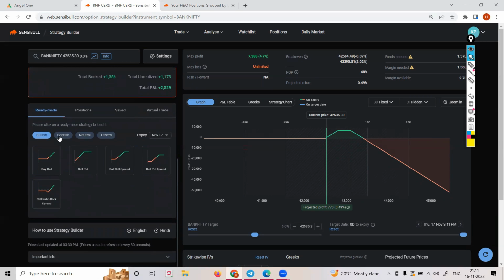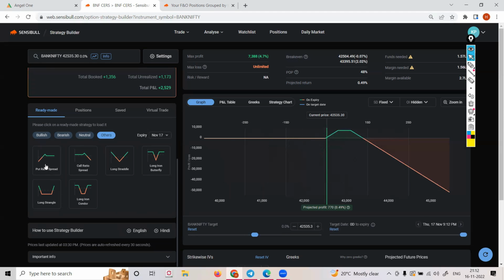What will happen if I deploy a put ratio spread? That's what I see, because if the market goes up, you have 7,388 for a single lot, almost like 5% profit. So what if the market goes down? You lose only 112. That's it. Tomorrow also you can make it to zero.